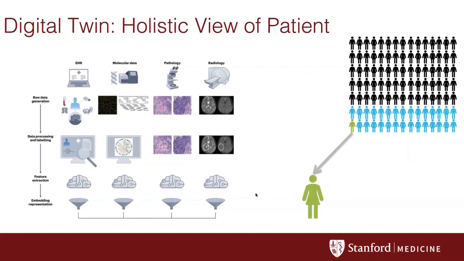It requires that we use multimodal data, right? So we're moving away from these silos of looking only at molecular data or only at clinical data or only pathology data. And we're thinking about how we can pull all of these types of information together to generate a more holistic view of the patient. And so that includes really raw data generation. A big challenge is how we process and merge these data together and label them, how we extract features and then embed them in a representation.